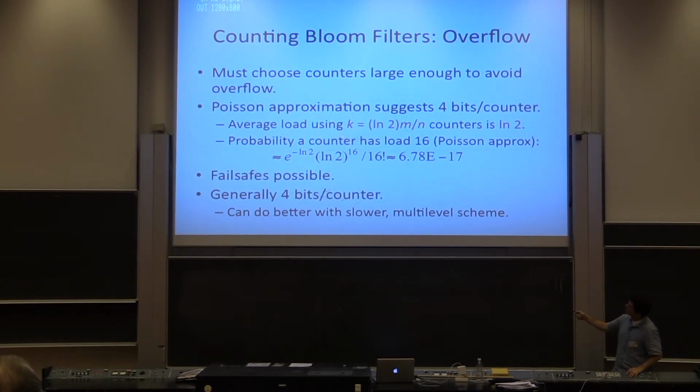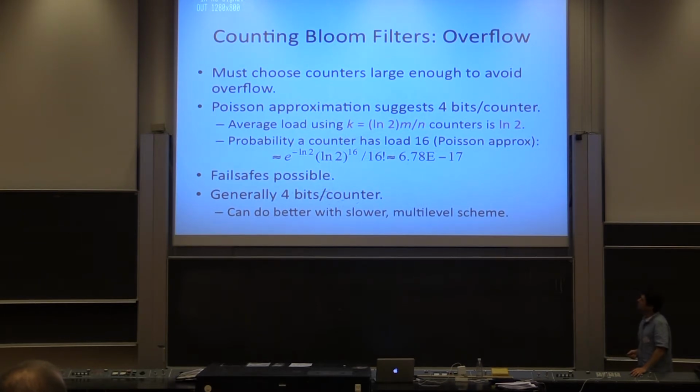So you can say the average load, if you have the right number of hash functions, is going to be log 2. So the probability that a counter ever gets up to load 16, which would overflow your 4-bit counter, which would be bad, because if you ever have an overflow, then you aren't going to be able to really keep track of the counts, is pretty small.